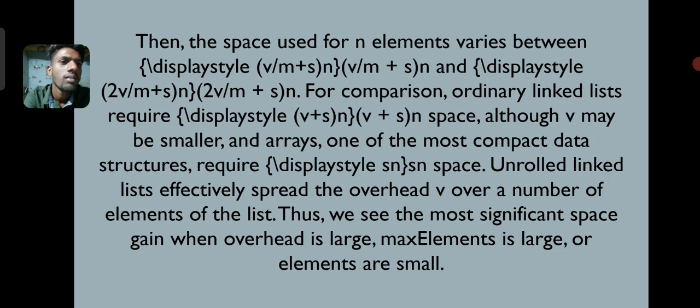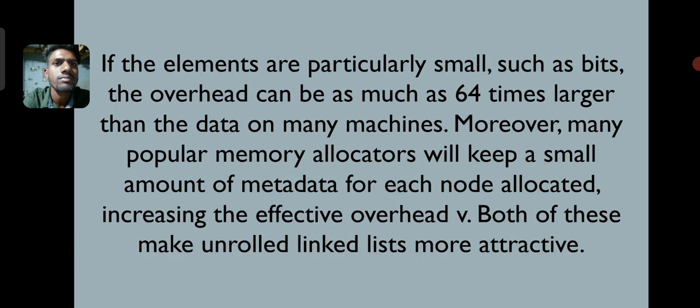Thus, we see the most significant space gain when overhead is large, max elements is large, or elements are small. If the elements are particularly small, such as bits, the overhead can be as much as 64 times larger than the elements on many machines. Moreover, many popular memory allocators will keep a small amount of metadata for each node allocated, increasing the effective overhead. Both of these make unrolled linked lists more attractive.